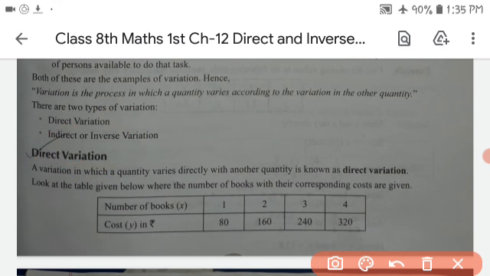Direct variation: a quantity which varies directly with another quantity is known as direct variation. Look here, number of books 1, 2, 3, 4, cost in rupees 80, 160, 240, 320. This is an example of direct variation.